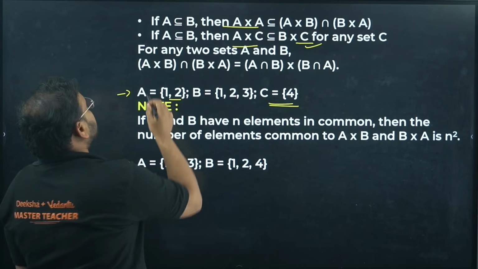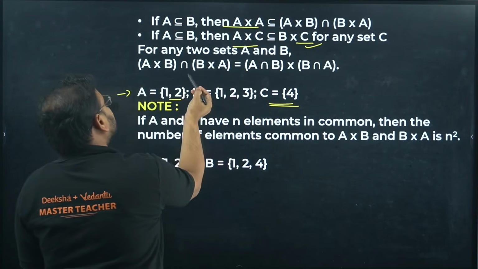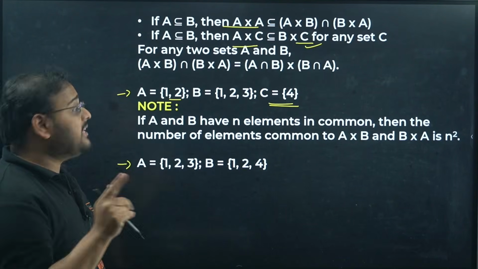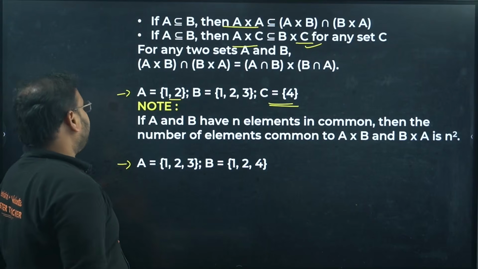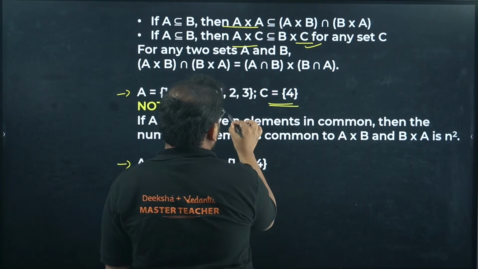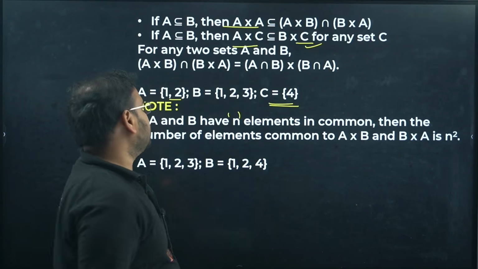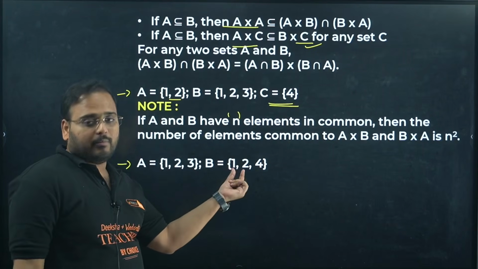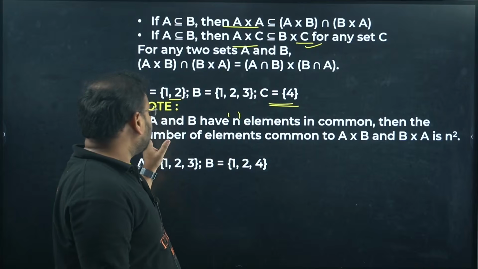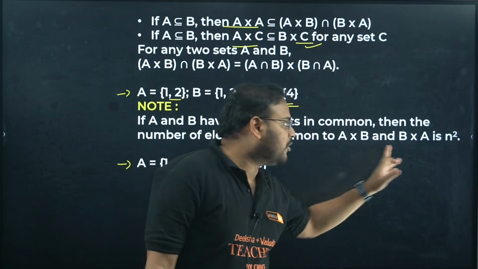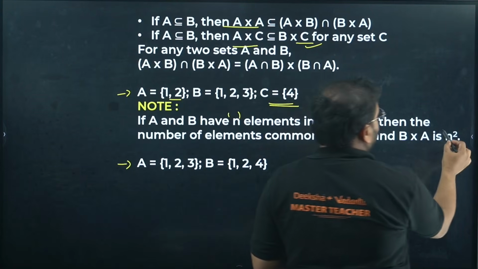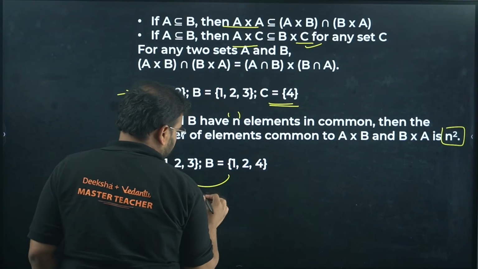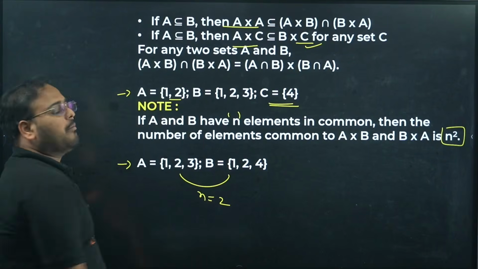Okay? Next, for any two sets A and B, A cross B intersection B cross A is equal to A intersection B cross B intersection A. Do these things, please. Note, if A and B have n elements in common, this is representing number of elements, check here, I have taken 1, 2 common, then number of elements common to A cross B and B cross A is n square. So what is your task now? Check here, what is n in this case? N value is 2. Number of elements common over here is 2.